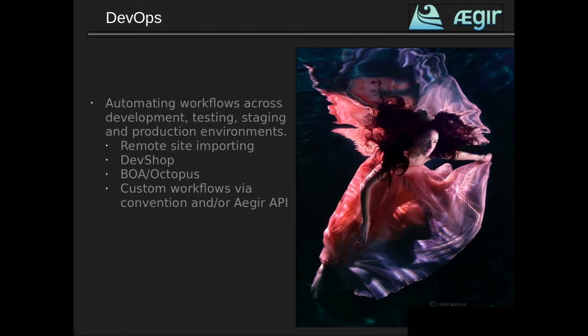Yeah, so speaking about DevOps here, you can do great things like automating your workflows across your environments, like development, testing, staging, production, all that stuff. But what I typically recommend is you would set up 3 Aegir instances, one for each environment, like dev, staging, and prod. And then there's a module called remote site import, right? Yeah, remote import. What that allows you to do is pull in sites from other Aegir installations.